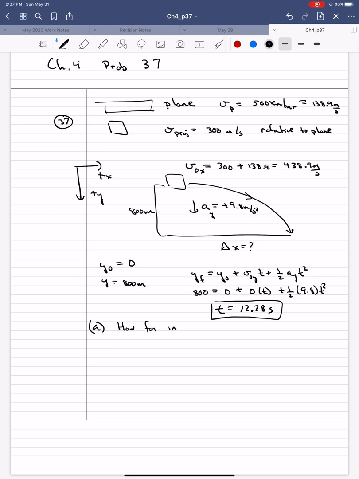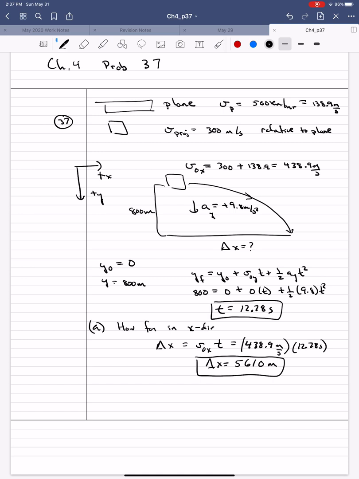And then if in problem 37 I'm asked how far does it travel in the x direction, then delta x is just going to be v0x times the time. So that's 438.9 meters per second times 12.78 seconds. So it will travel a distance of 5,610 meters, almost 5 kilometers away in those 12 seconds.